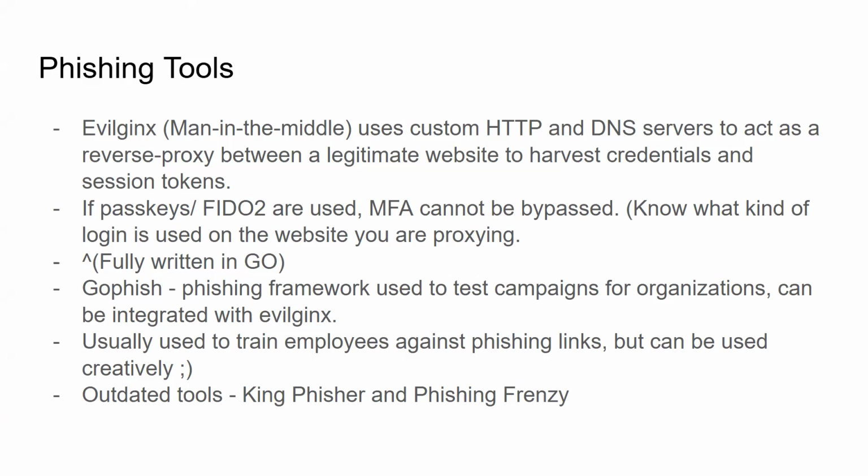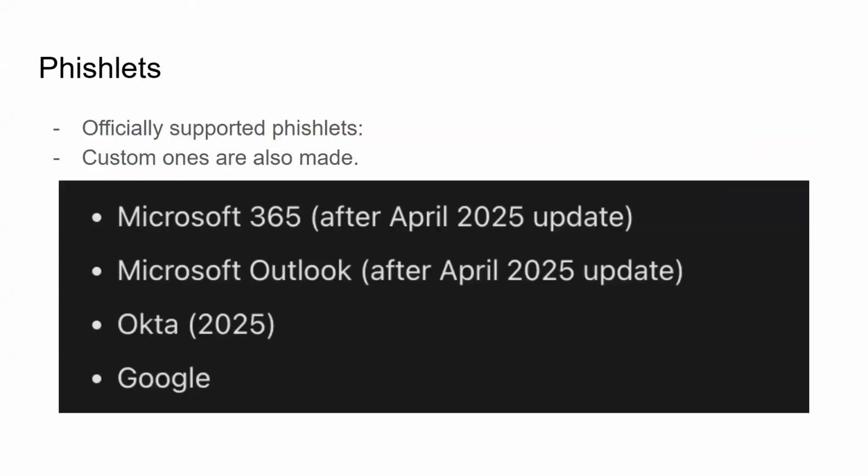And then I was looking into some other tools that I found, like Kingfisher and Phishing Frenzy, but those are way outdated by this point. So really, the main things I found are EvilGenX and GoFish. And then I was saying about the configs, like Microsoft, Okta, and Google. These are called fishlets, which are config files for EvilGenX, where you just upload, and it basically will take care of all the requests and how it's sent between you and the victim.